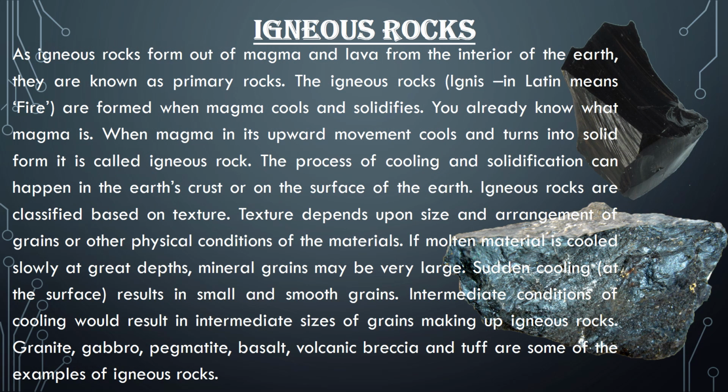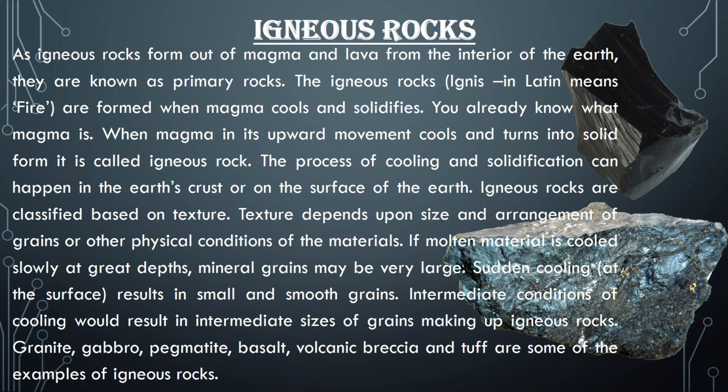Igneous rocks. As igneous rocks form out of magma and lava from the interior of the earth, they are known as primary rocks. The igneous rocks, ignis in Latin means fire, are formed when magma cools and solidifies. You already know what magma is. When magma in its upward movement cools and turns into solid form, it is called igneous rock. The process of cooling and solidification can happen in the Earth's crust or on the surface of the Earth.